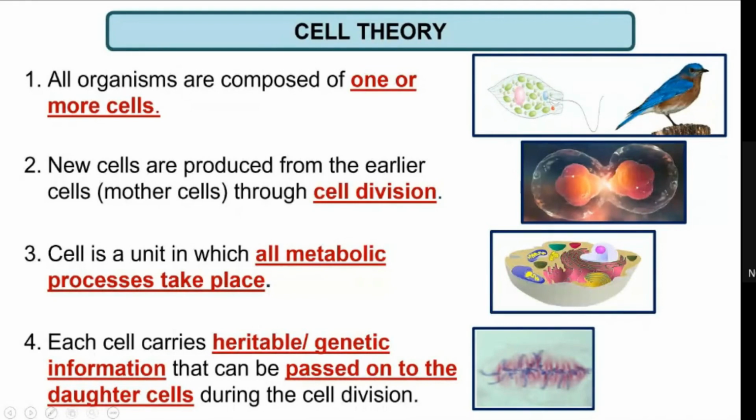According to the theory, all organisms are composed of one or more cells. For those organisms with only one cell, we call them unicellular. And those with more than one cell are multicellular.